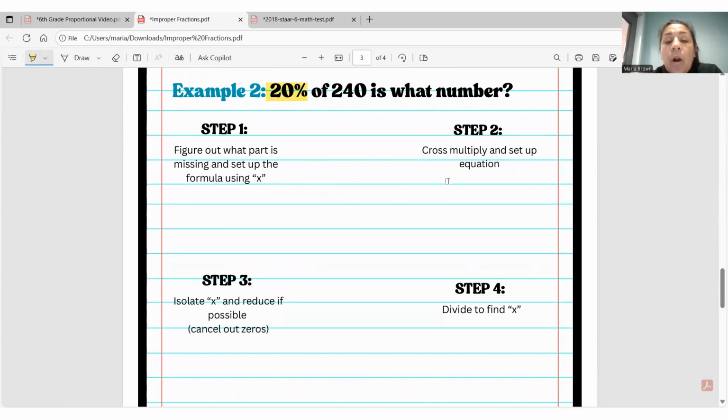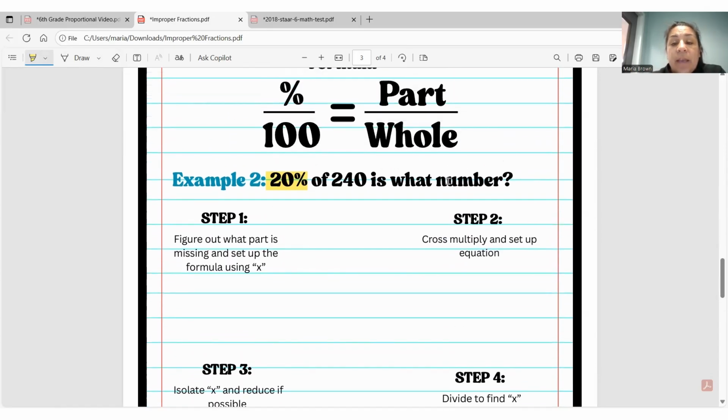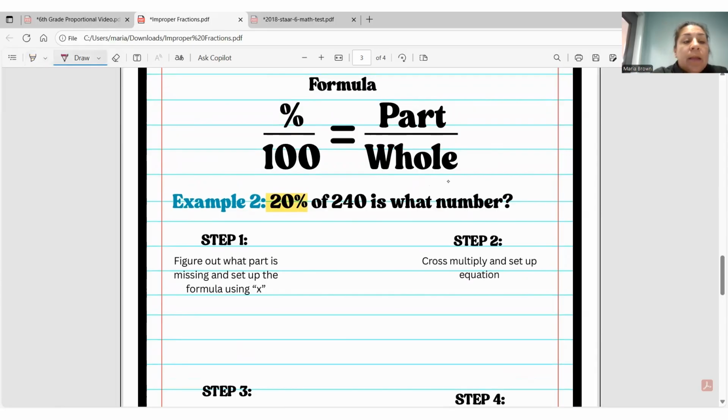Okay, remember our keywords of and is. I like to use the word is for part as a keyword, and for whole, I like to use the word of, because this part is 15 or 14 out of 20, whatever the case may be. Okay, I like to use that wording when we do it. Okay, so here we go.